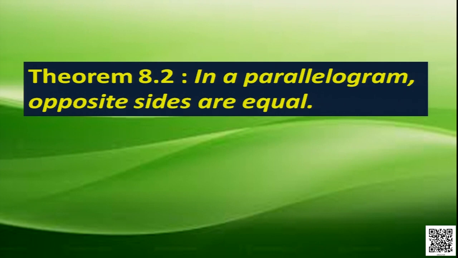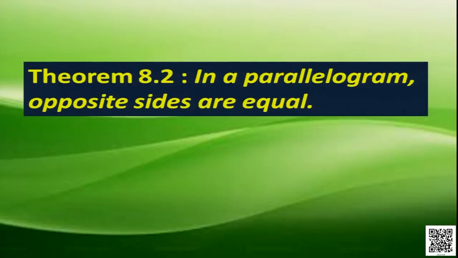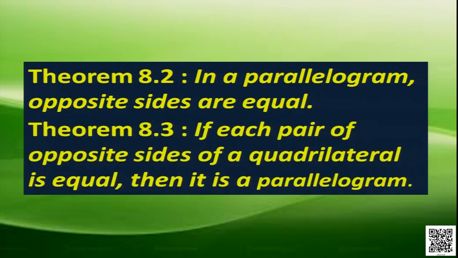Converse means what is given in the theorem. In the converse, we have to prove what is given in the theorem, and what is proved in the theorem is given in the converse. So, here it is given a parallelogram and proof was two sides are equal. But here in the converse, the sides will be equal, given, and we will prove that the quadrilateral is a parallelogram. So, that states like this: if each pair of opposite sides of a quadrilateral is equal, then it is a parallelogram. Let us see how to prove it.